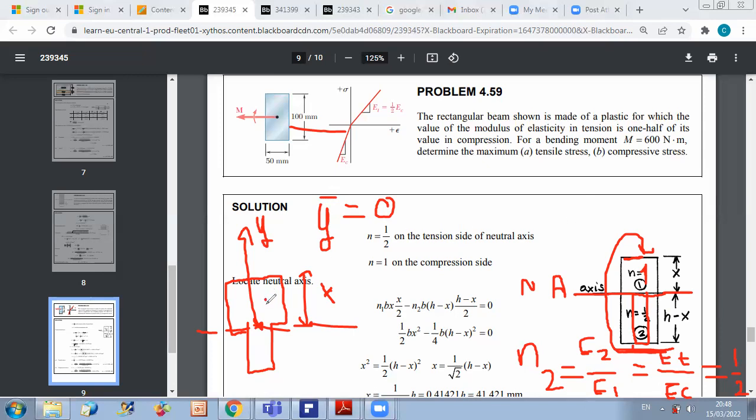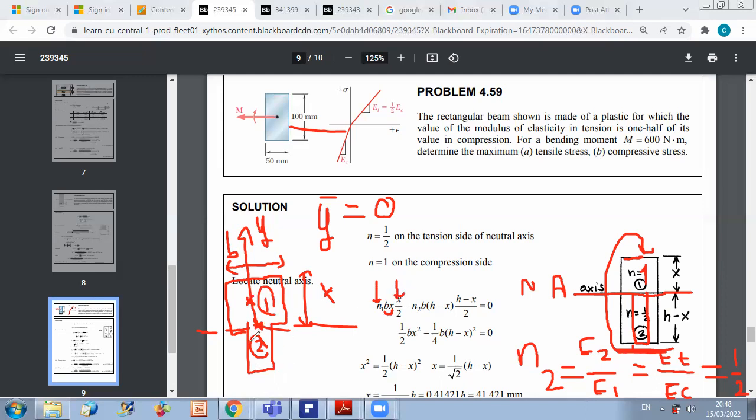And this is area 1, and this is area 2, of course area 2 after modification. So to start with, for area 1, n1 is 1, because this is the reference material. The area is x times the width b, which is given here as 50 millimeter. So if we call this b, area 1 is b times x, and the centroid is at x over 2 from the neutral axis, so times x over 2.